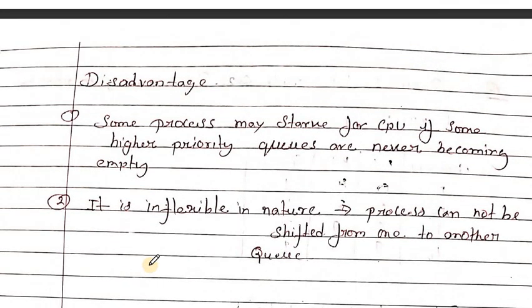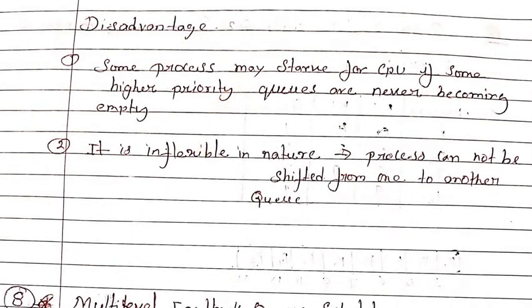So the disadvantage is that some low priority processes may starve for the CPU. Starvation happens here because if the high priority queue never becomes empty, then the next queue, which has low priority, will not get a chance for execution. It is also not flexible, which means that a process can't shift from one queue to another.